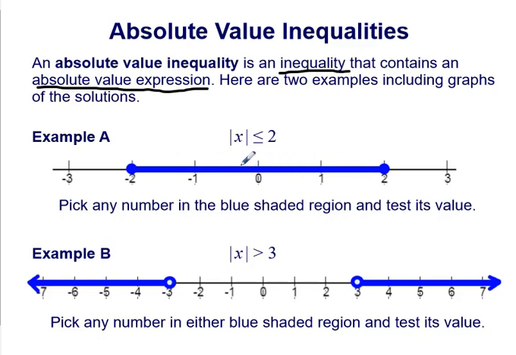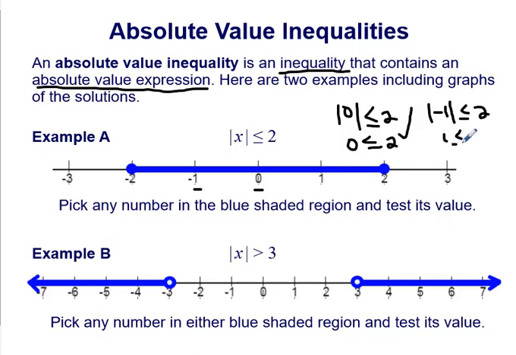Let's pick any number in the blue shaded region and test its value with this inequality. So let's start with the one right in the middle. Let's start with 0. If we input 0, we have the absolute value of 0 is less than or equal to 2, which is 0 is less than or equal to 2, and it's true. Let's pick a negative 1. So the absolute value of negative 1 is less than or equal to 2. Is 1 is less than or equal to 2, which is true.